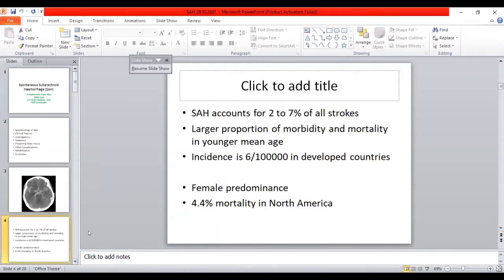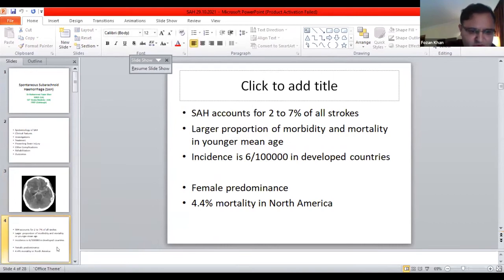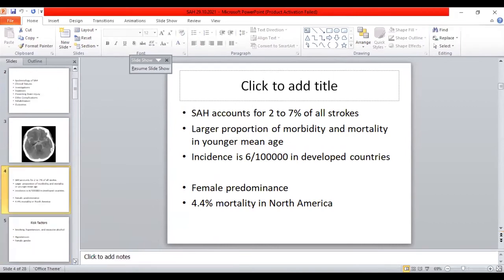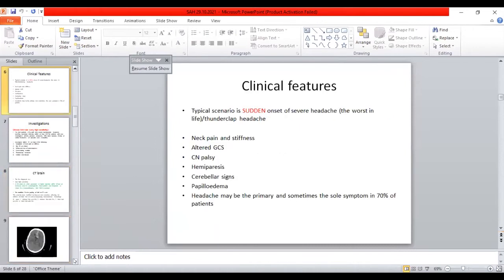So we talked about some important risk factors and epidemiology, and I was talking about the clinical features. The most important aspect of patients presenting with subarachnoid hemorrhage is the sudden onset. Because headache presentation is quite common to the emergency department, but when we talk about subarachnoid hemorrhage, it is usually of sudden onset. Usually patients report that it is the worst headache in their life. Majority of patients may have symptoms of a thunderclap headache, but it's not the rule. Neck pain and stiffness is common.